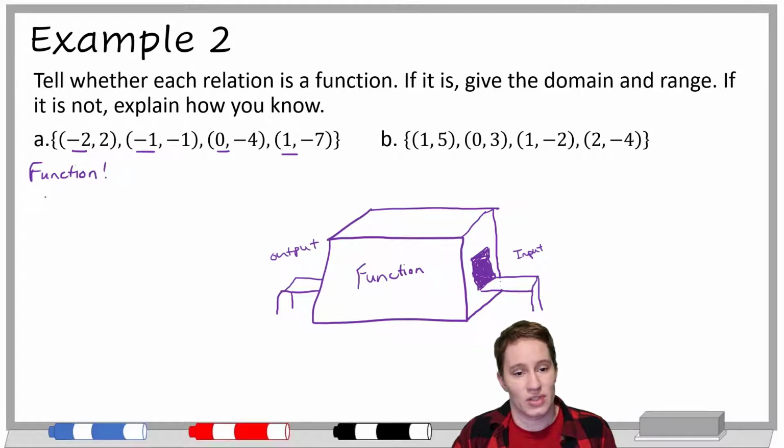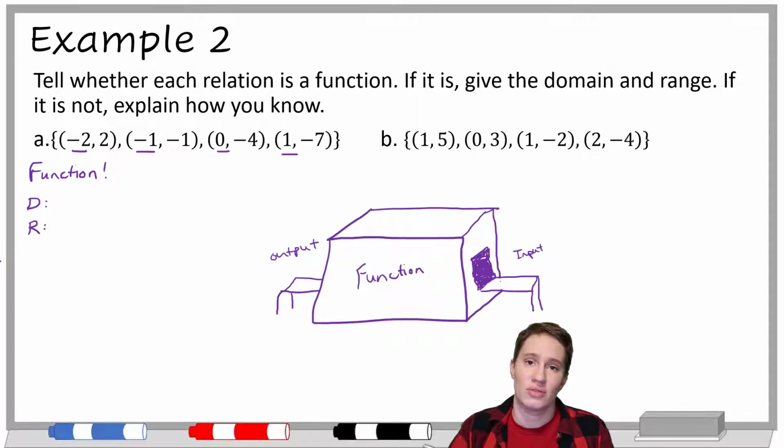And since it is a function, we are going to state the domain and range. So domain and range, which we haven't really talked a ton about, is another way, a fancy math word in some ways, for us talking about inputs and outputs. So the domain is a list of the numbers that are our x values or our inputs in this situation. So our domain here is -2, -1, 0, and 1.